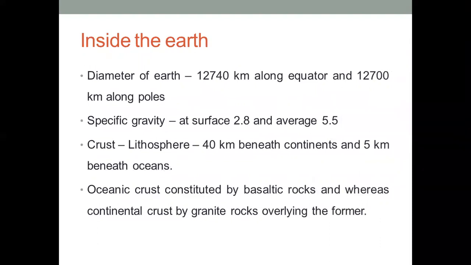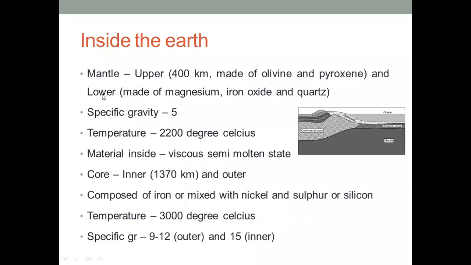So in the ocean part the thickness is 5 kilometers, and in the continent part it is 40 kilometers. The oceanic crust consists of basaltic rocks, whereas the continental crust is composed of granite rocks overlying the basaltic rocks. And the mantle is 400 kilometers thick.